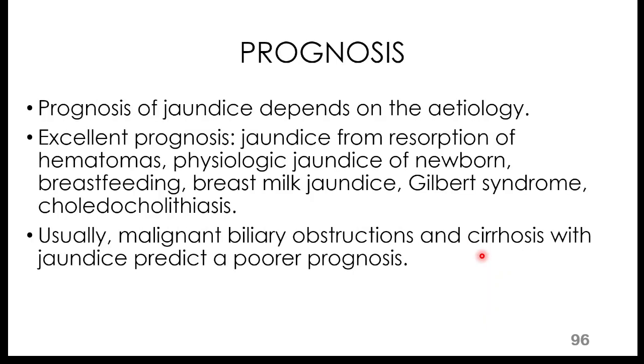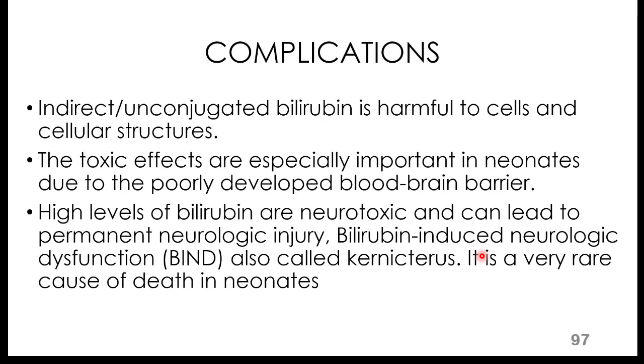Now, the prognosis of jaundice depends on the etiology. If it's jaundice from resorption of hematomas, the prognosis is excellent, because once the hematoma has been fully resorbed, that will be an end to it. Physiologic jaundice of the newborn also has a good prognosis. But for cancer, malignant biliary obstructions, or liver cirrhosis causing jaundice, the prognosis is poor, because the prognosis for the underlying etiology is poor.